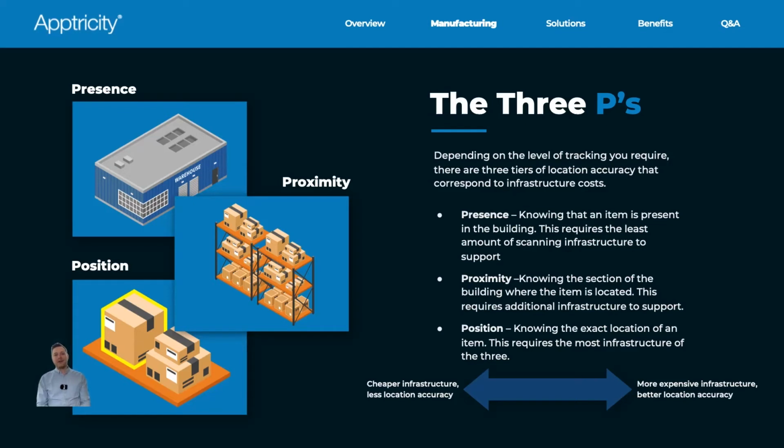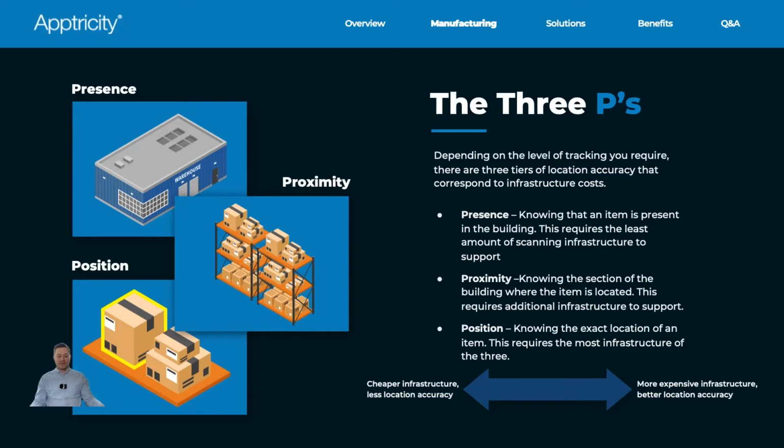You need to know a little bit more in a directed way. Hey, it's maybe in this quadrant, or it's in this section of the warehouse. And that's where we get into proximity. So now we're narrowing the scope with each one of these levels of precision, we're narrowing the scope of where we can expect to find the items.